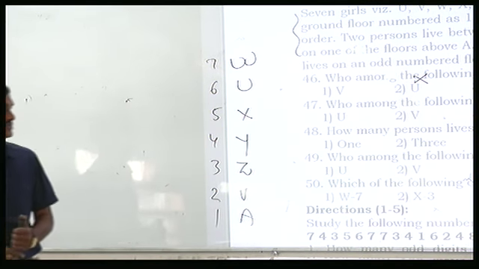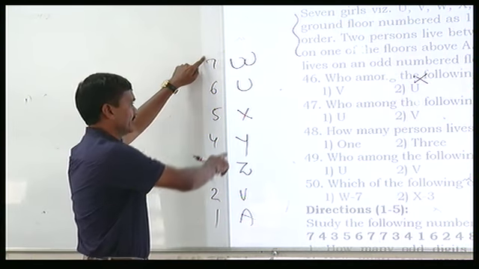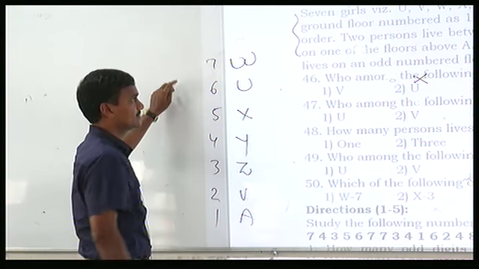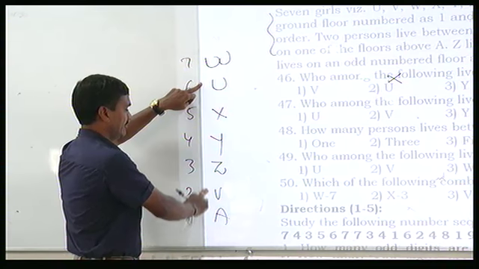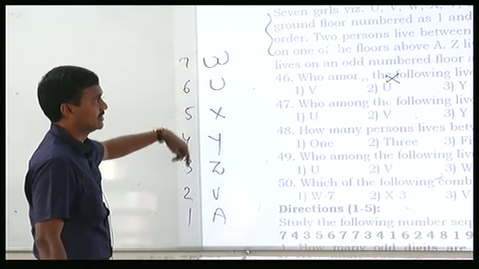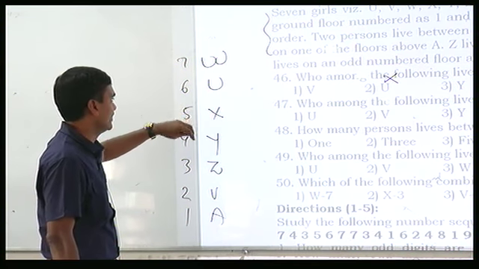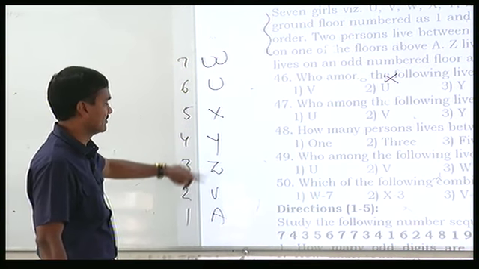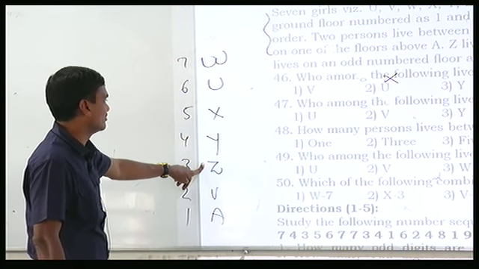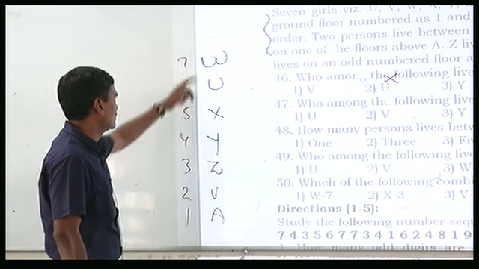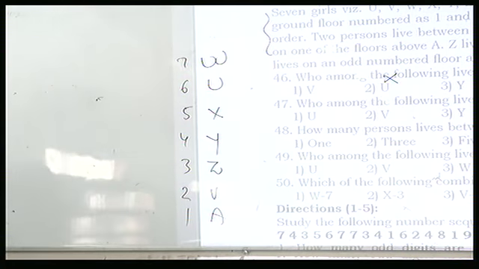Then check out the statements once again. 2 persons live between W and Y. How many are in between W and Y? 2 persons, U and X. And 4 in between U and A. Next one, U lives above A. Z lives on an odd number floor above V. And W lives on an odd number floor above 3. Isn't it? W on the 7th floor, which is above floor 3. And this is the order.